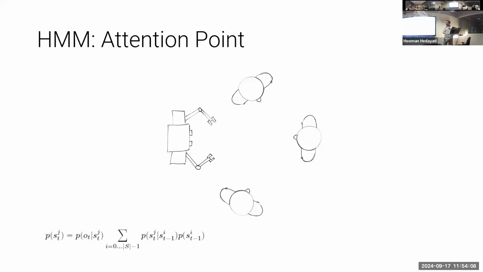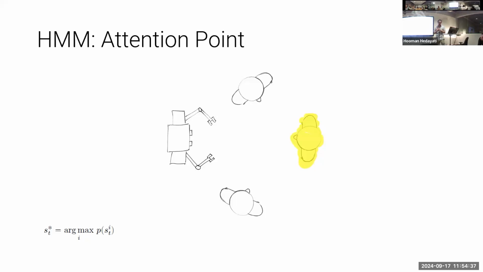And after that, we have a forward algorithm that looks at the state of the robot right now and tries to predict who is the focus of attention in the near future. After calculating all of them, we go with the person or the object that has the highest probability. I'm going to show you three videos about how this approach is working.